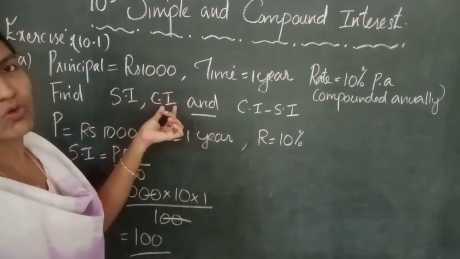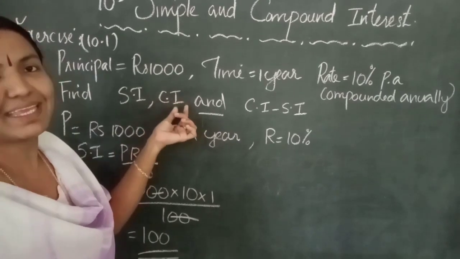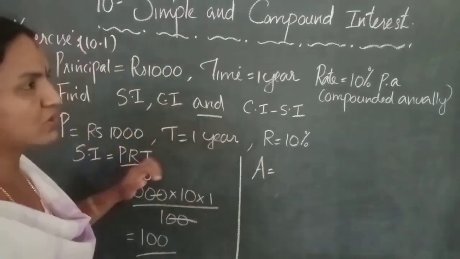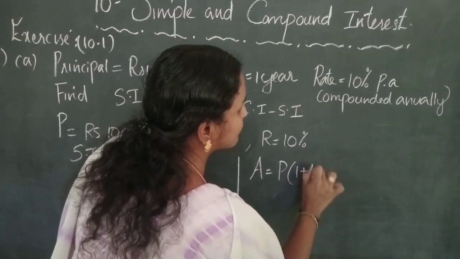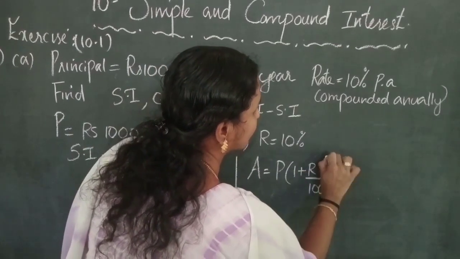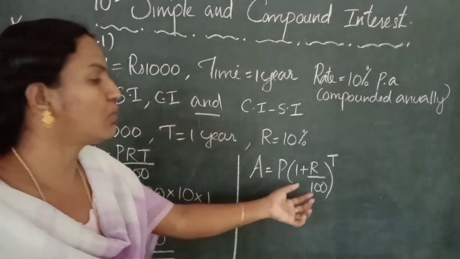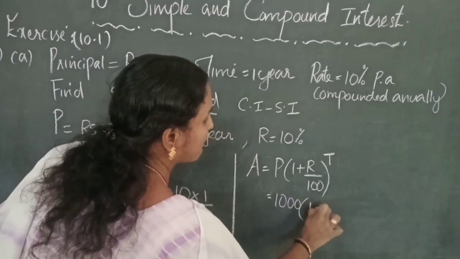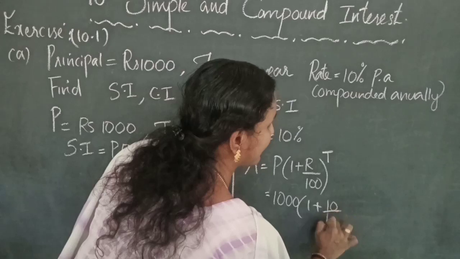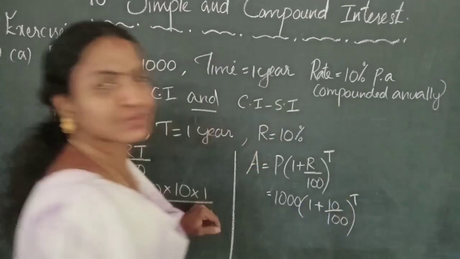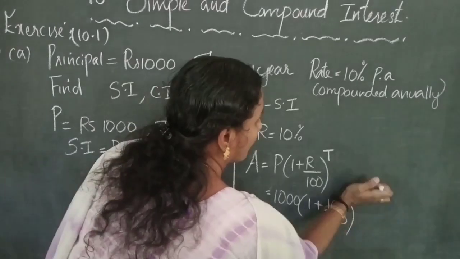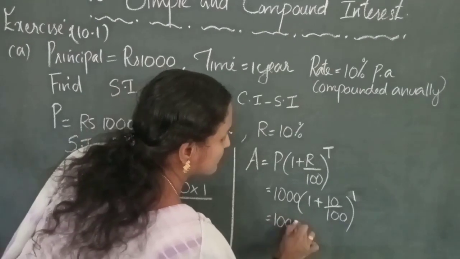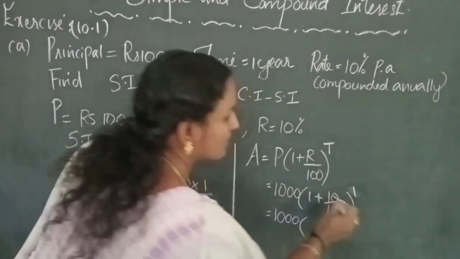Now you have to find compound interest. Before that you have to find the amount A. Amount A is equal to P into (1 plus R by 100) the whole power T. That is 1000 into (1 plus 10 by 100) the whole power T. Here T is equal to 1, so the whole power 1.